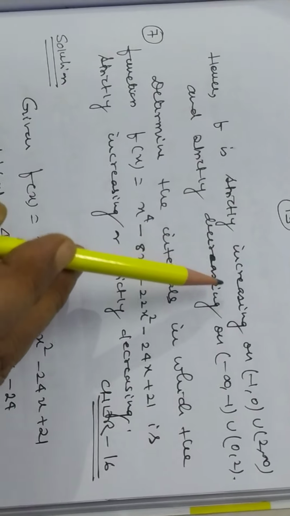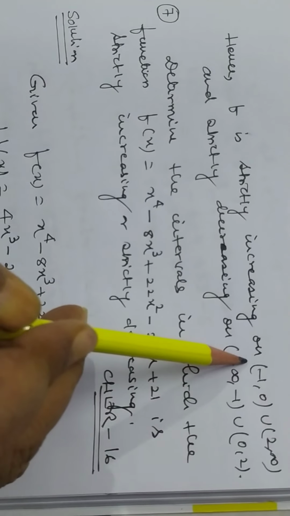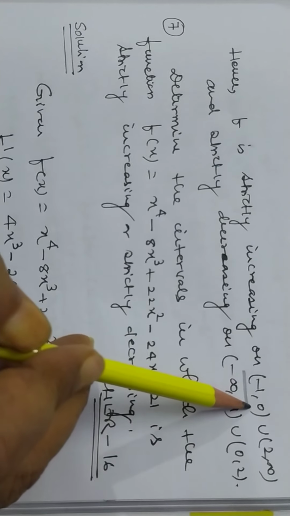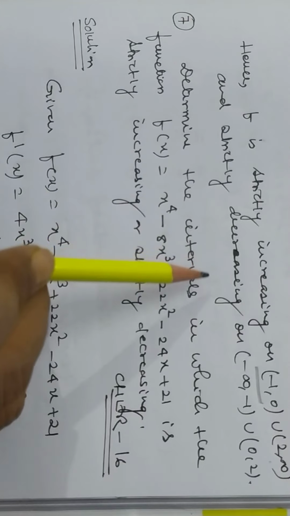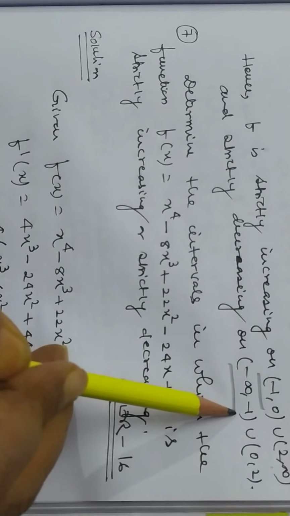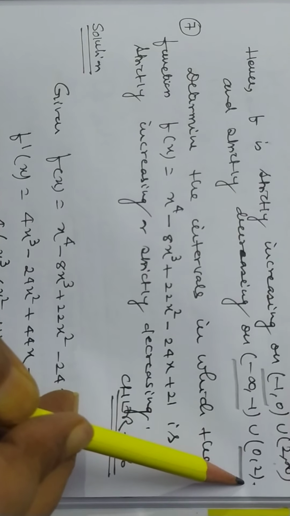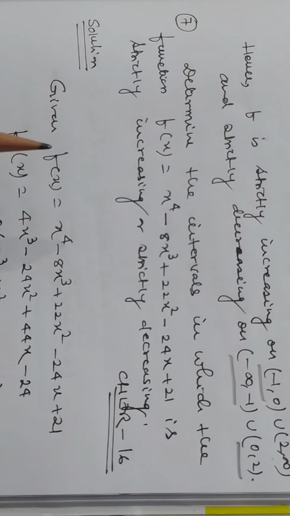So my dear student, hence f is strictly increasing on the open interval minus 1, 0 union 2, infinity, and is strictly decreasing on minus infinity, minus 1 union 0 to 2. So in this way, we can solve this problem.